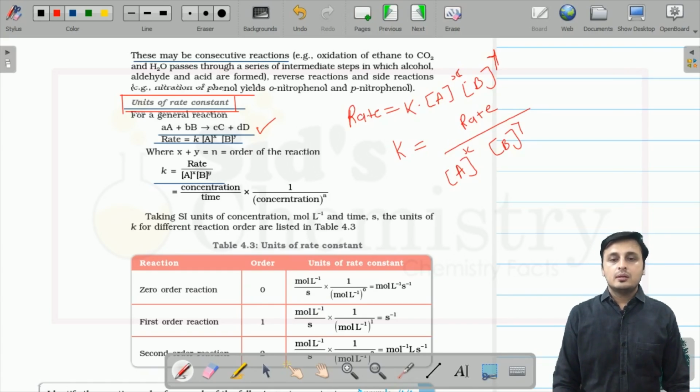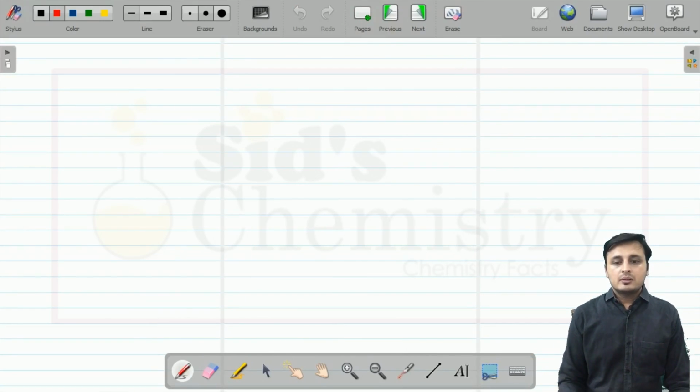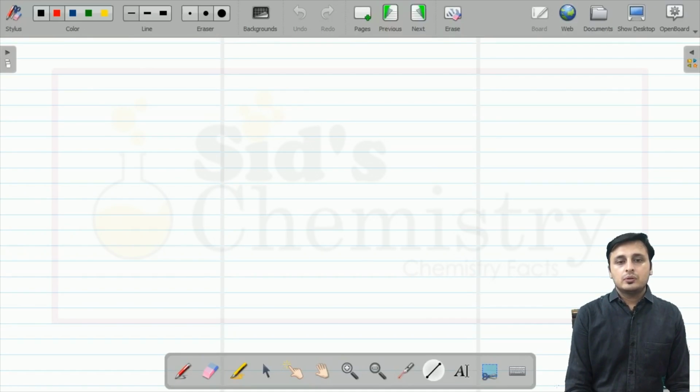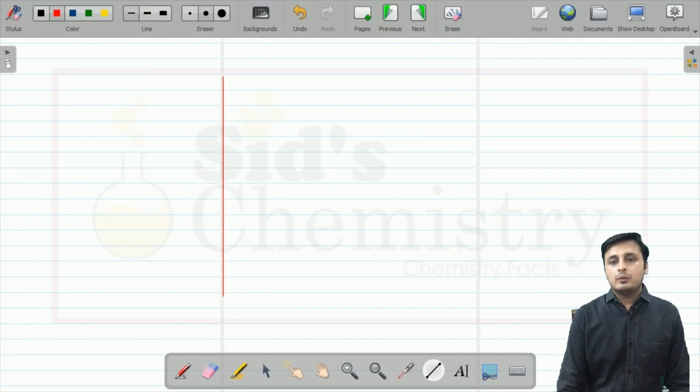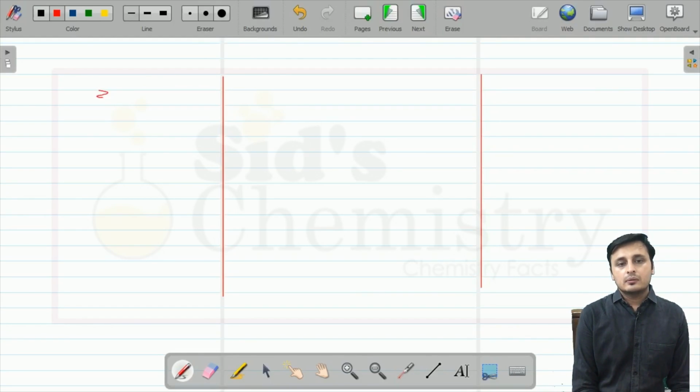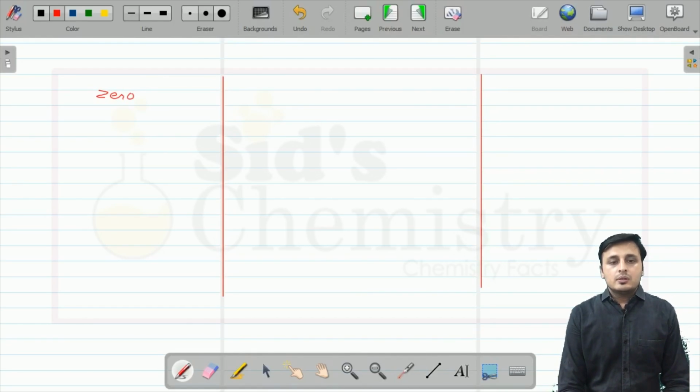So how to do that? For that we are going to the next page, let us take a blank page. We will prepare some sort of table so you can understand easily. We prepare a simple table, and first of all we will talk about the zero order reaction.